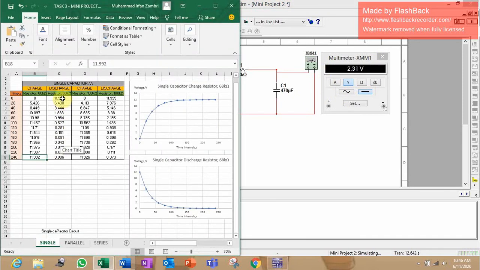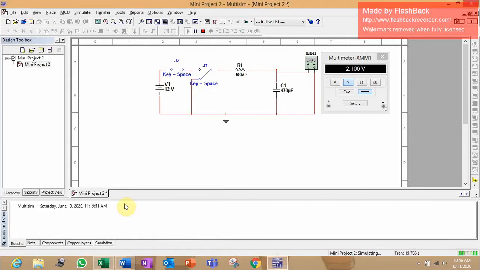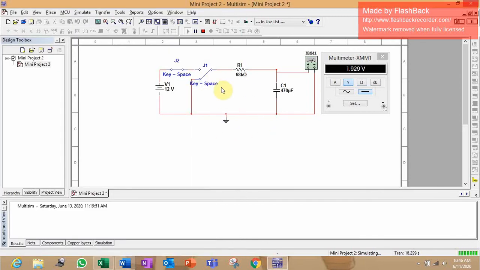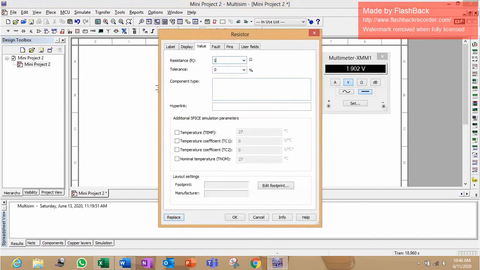So this is the result obtained during discharging for 68 kilo ohm. The maximum is 11.999 volt, which is almost equal to the voltage supply, which is 12 volt. And after 240 seconds, the voltage across the capacitor is 0.006 volt. So this is for 68 kilo ohm. Right now I will change to 100 kilo ohm.